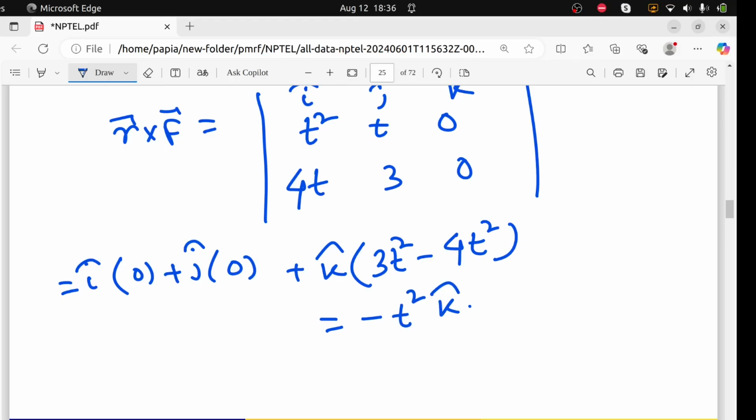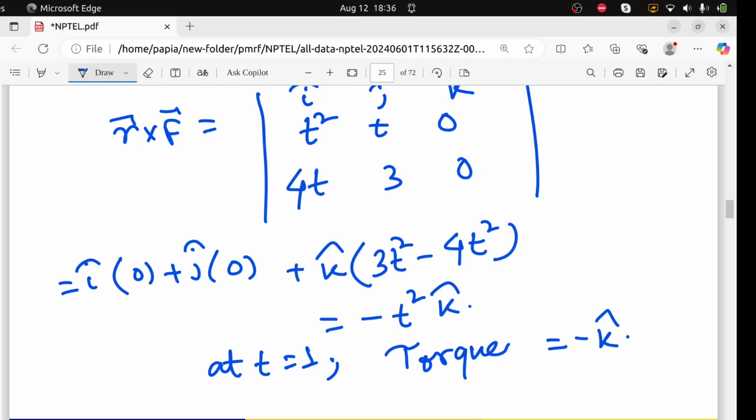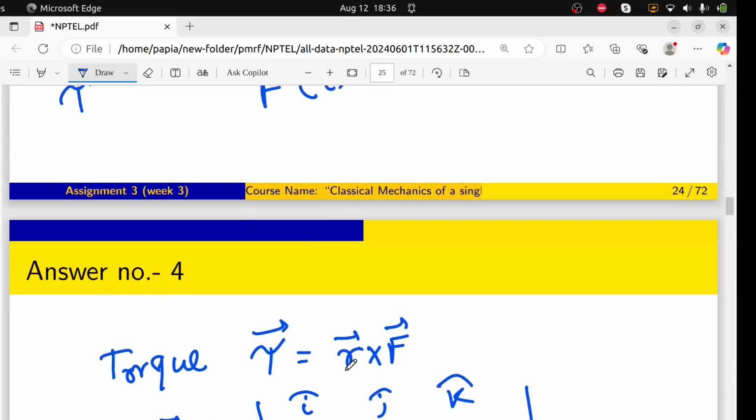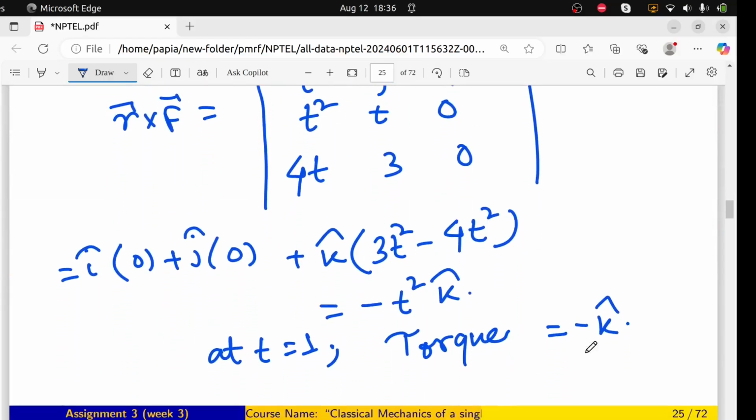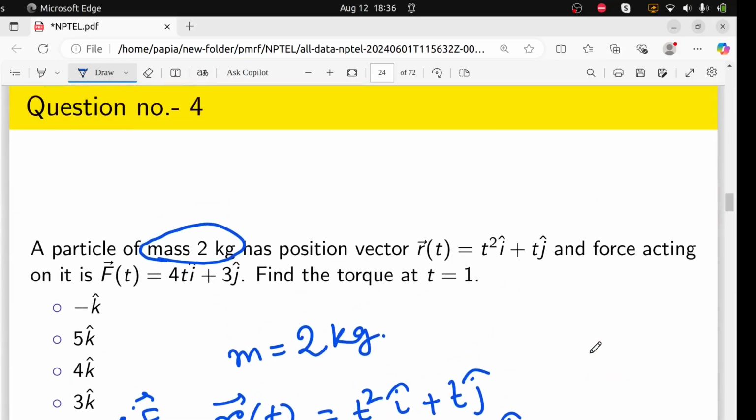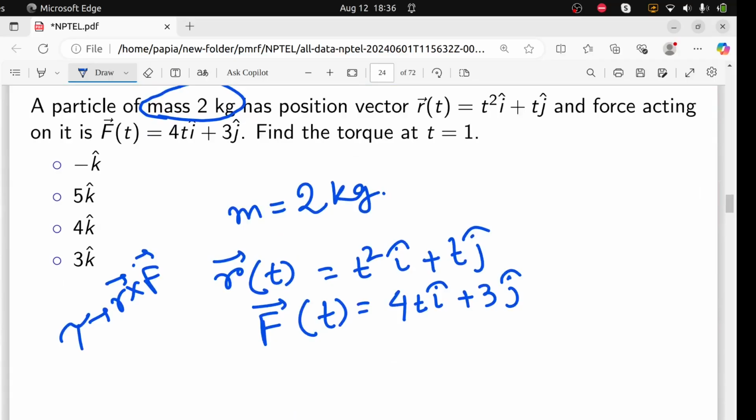Now at t equals 1, what will be the torque? The torque is minus k cap. Okay. So the torque tau equals r cross F, which has the value minus k cap. Yes, the answer is minus k cap.